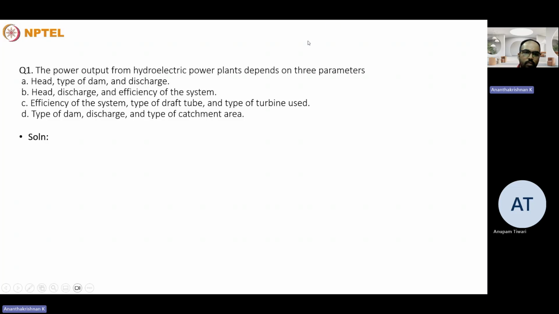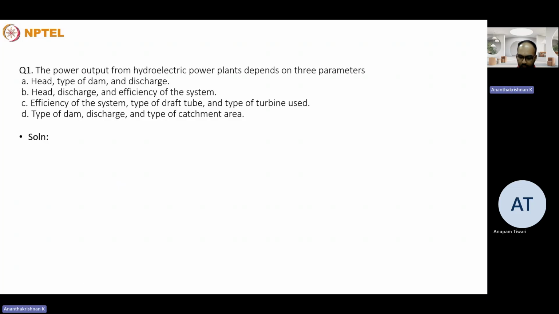Look into the first problem. The power output from hydroelectric power plants depends on three parameters: head, type of dam, and discharge; head, discharge, and efficiency of the system; efficiency of the system, type of draft tube, and type of turbine used; type of dam, discharge, and type of catchment area. Obviously, efficiency of the system should be a part.